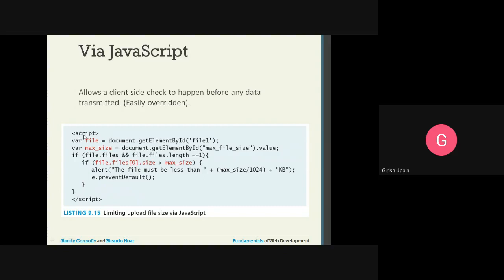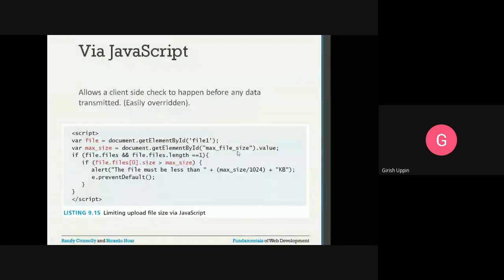You can see this is the start of the JavaScript, and the end of the JavaScript. I have a variable defined, file is equal to the DOM object, document.getElementById file1. So it will get that file1 element object. Then the variable max_size, document.getElementById of wherever the max file size has been specified, .value, I'm getting that value. Now I have the element object, and I know what the maximum size is. Now file.files, and file.files.length. So it is going to check the length of the file.